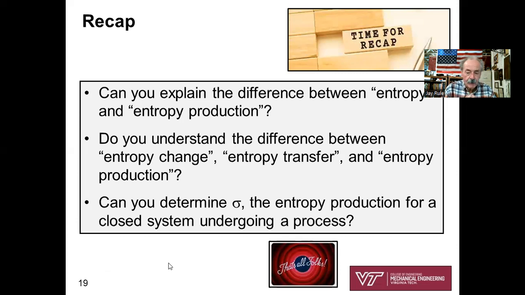Those are the two worked out problems that I hope helped you understand where to get started when you have homework problems that have a closed system and ask you for entropy production, not just change in entropy, that's delta S. You understand the difference between entropy change and entropy transfer and entropy production. Can you determine sigma for a closed system undergoing a process? I hope with these examples, you're in a lot better shape to do that.